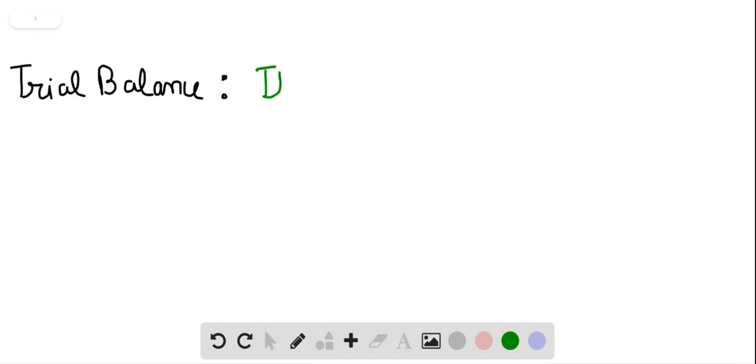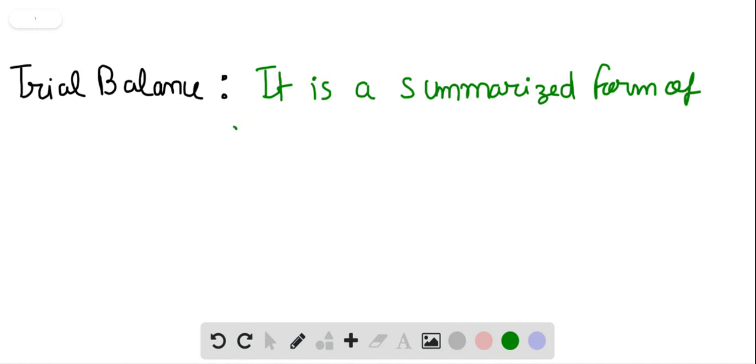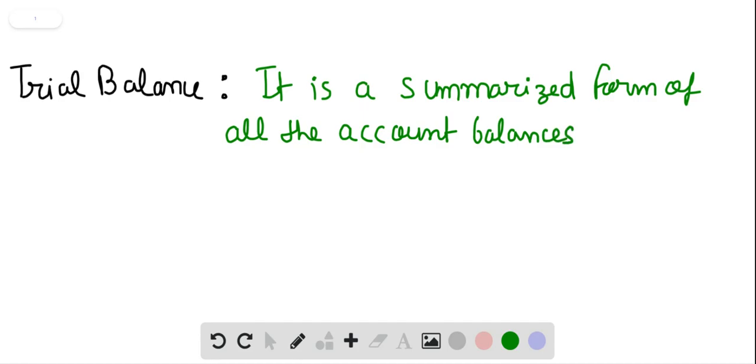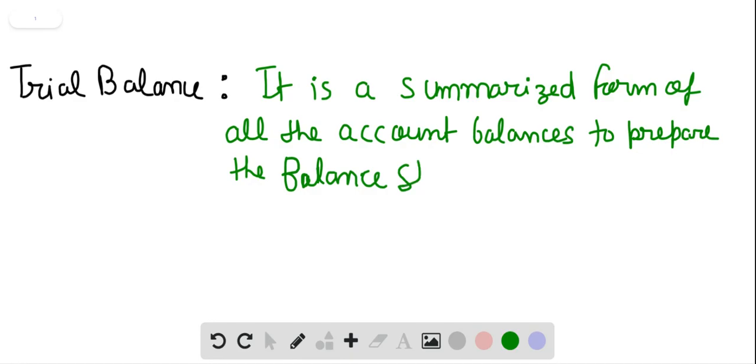Okay, so it is a summarized form of all the account balances, to prepare the balance sheet.